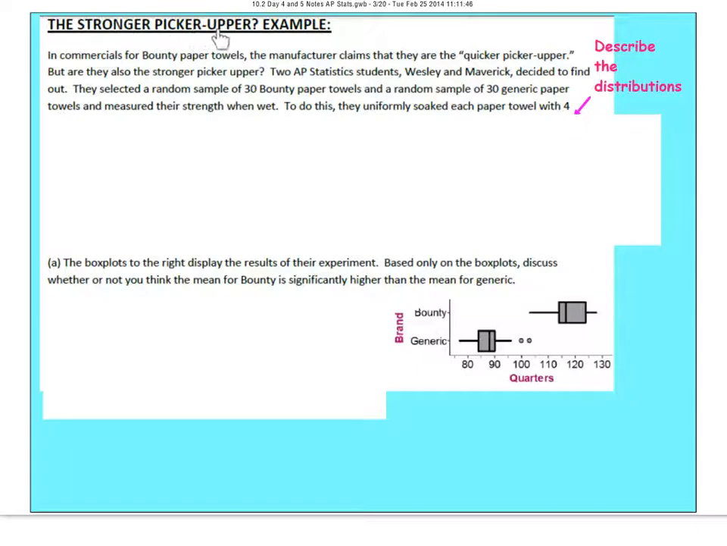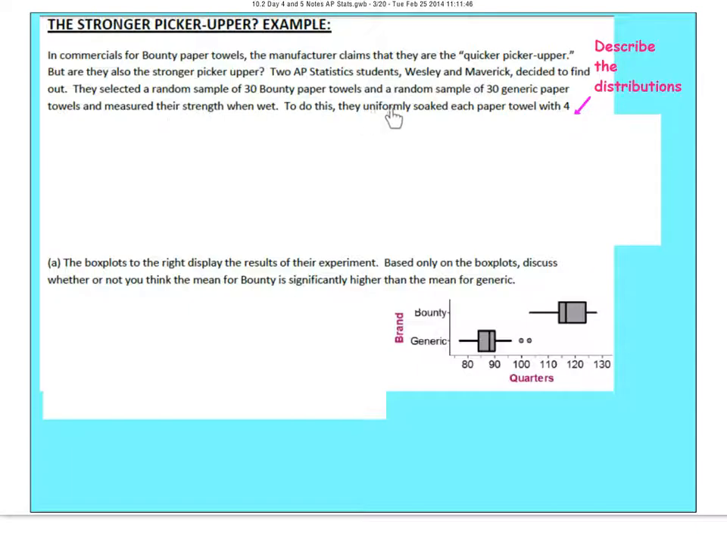So let's look at this stronger picker-upper example. In commercials for Bounty paper towels, the manufacturer claims they are the quicker picker-upper. The question is, are they the stronger picker-upper? Well, two AP Stat students, Wesley and Maverick, decided to find out. They selected a random sample of 30 Bounty paper towels and a random sample of 30 generic paper towels and measured their strength when wet.